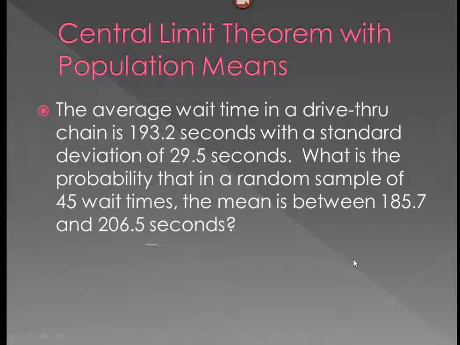See if you can calculate this. Put it on pause, and calculate the probability. You are correct. The probability, if you correctly priced this out, that x bar would fall between these two values is 0.9551, or 95.51%.